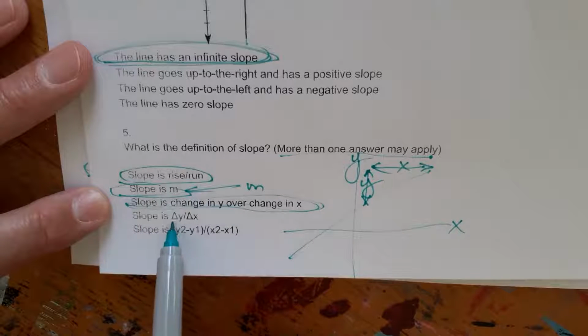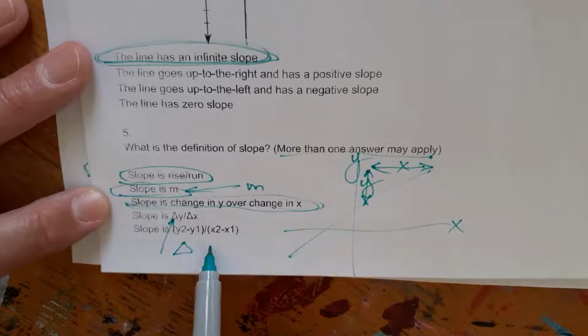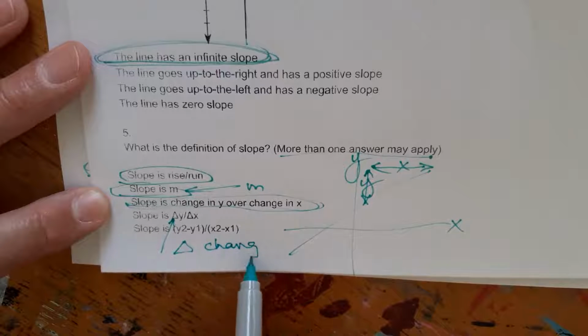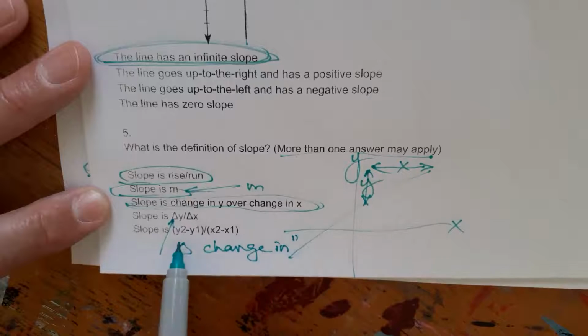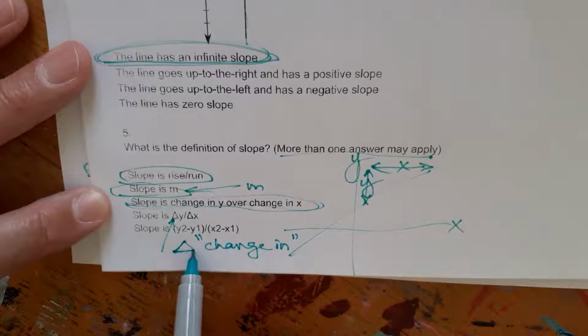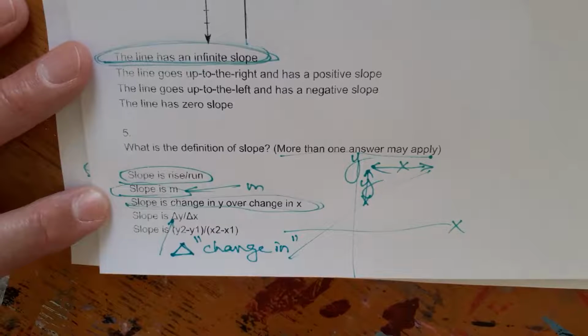Now, there's another thing we can do. We can use the symbol delta. Delta literally means change in. Okay, change in is literally what a delta symbol means, and it's a triangle. That's the symbol for delta, the Greek letter delta. So change in y, in words, over change in x. Change in y can also be delta y over delta x, all right?